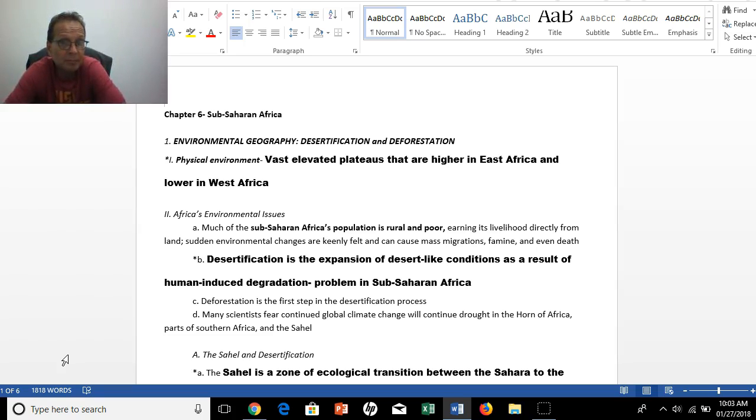I mean, there's big plateaus in East Africa and mountains, and it's very low and at sea level in West Africa. One of the biggest problems is desertification, which is the expansion of the desert-like conditions as a result of human-induced degradation. This is a problem in this region of the world, and it usually begins with deforestation, as we've seen in some of the other regions.